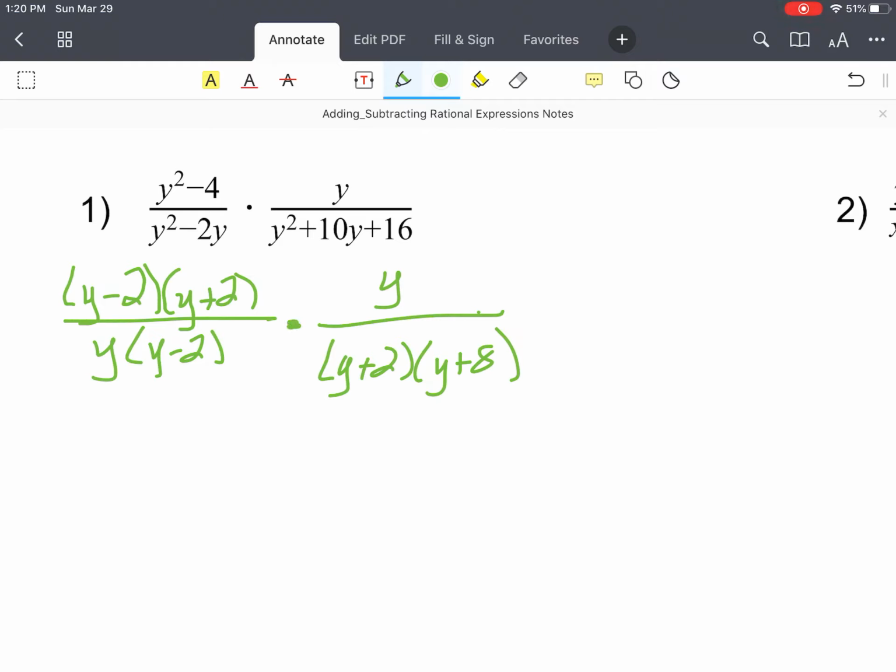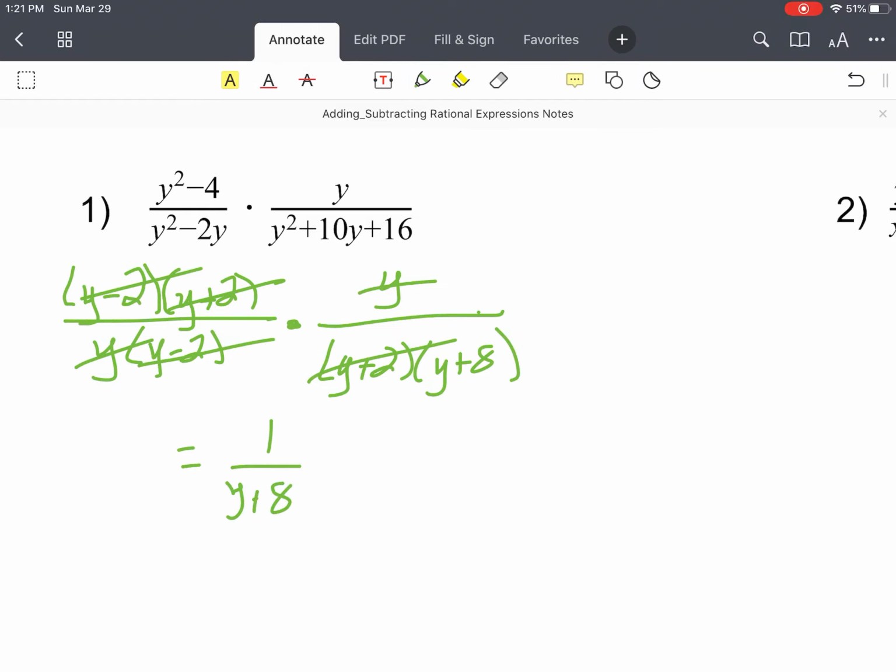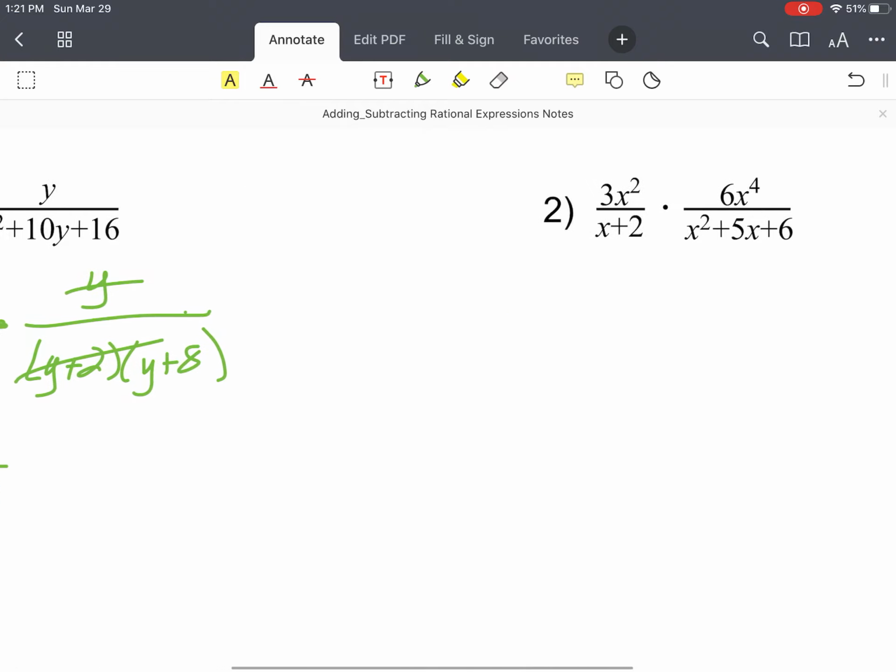Alright, so let's see what we've got here. These things are being multiplied together, so anything that's on both top and bottom can cancel out. So we've got a y plus 2 and a y plus 2 that cancel. We've got a y minus 2 and a y minus 2. And we even have a y and a y. So the only thing left on top should be 1. On bottom, we just have a y plus 8. We were pretty good about that.